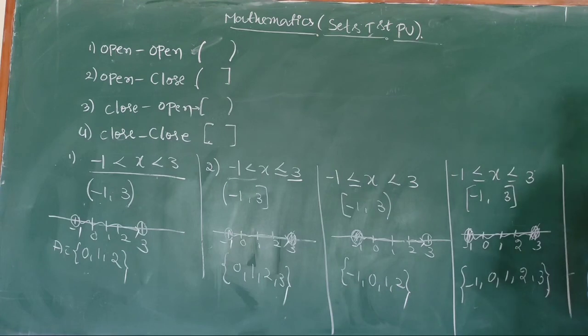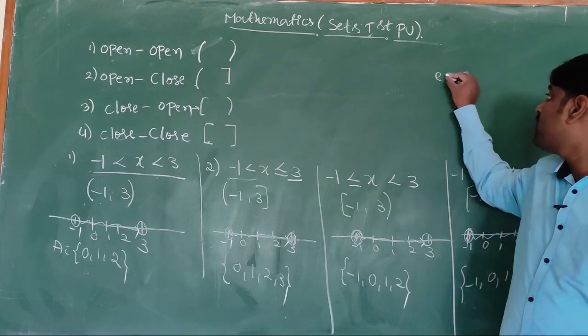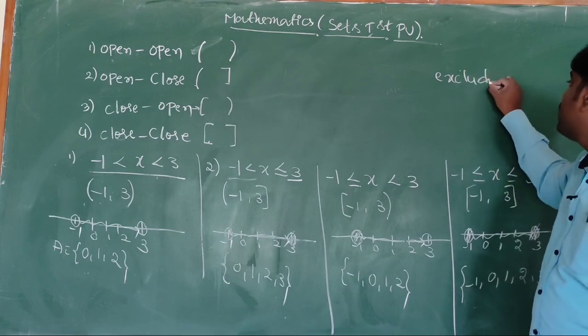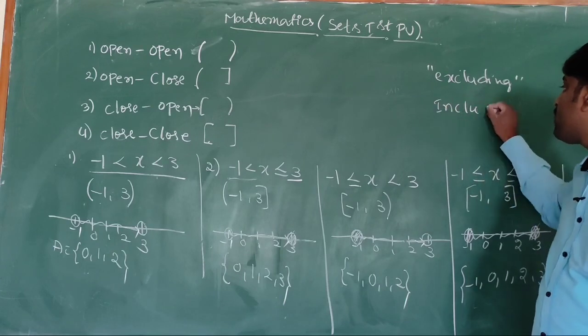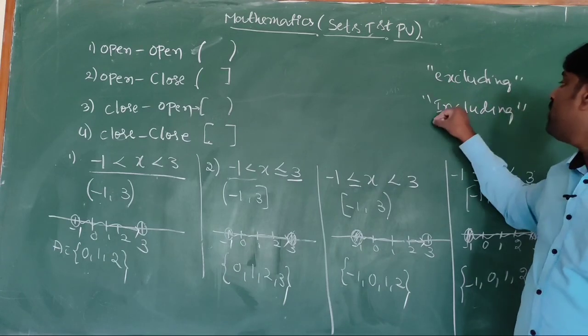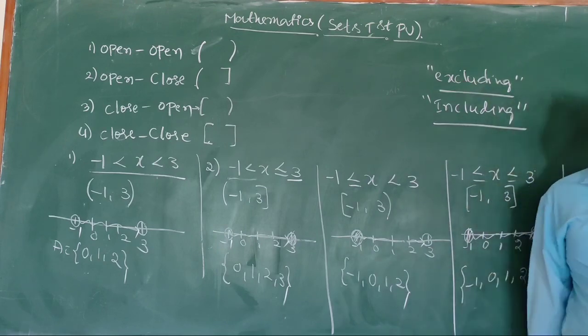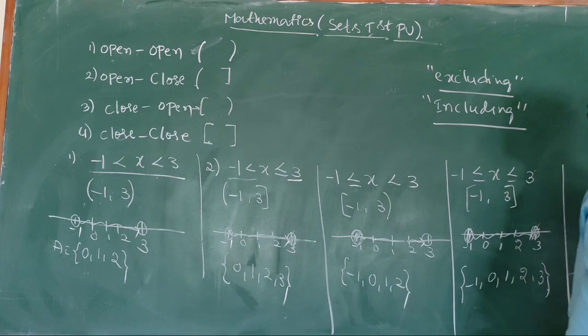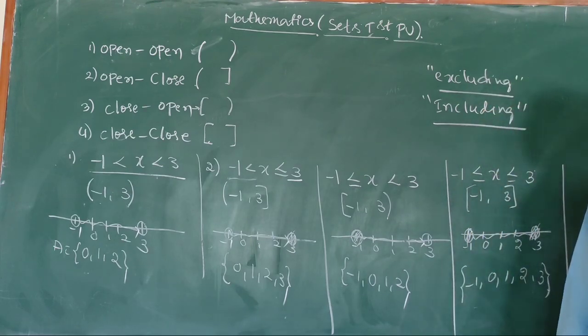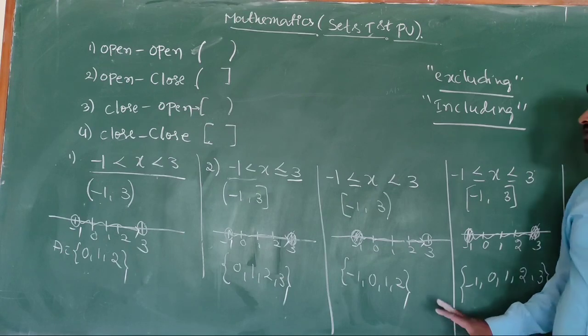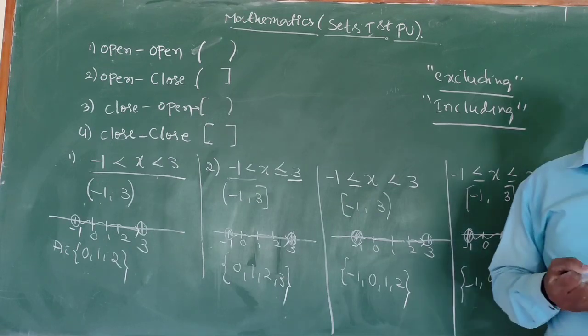So what are the 4 possibilities? Before going to the 4 possibilities, what is open? Excluding the end points. Excluding end points is open. Including end points is close. But there are 4 possibilities: open, open; open, close; close, open; close, close. These open intervals and closed intervals you should practice one time.